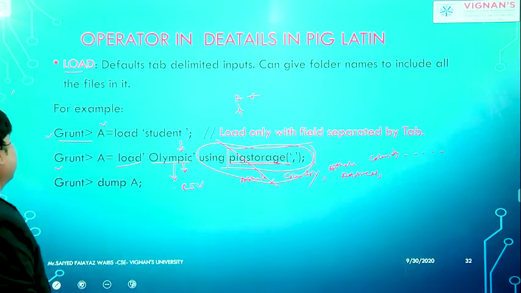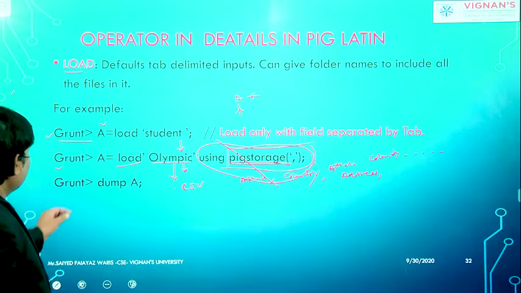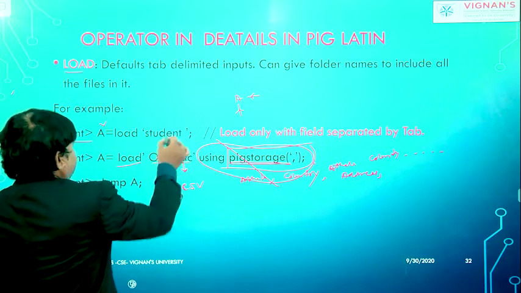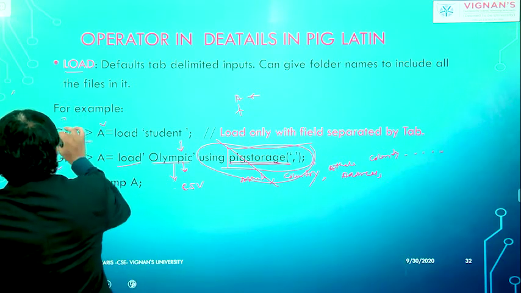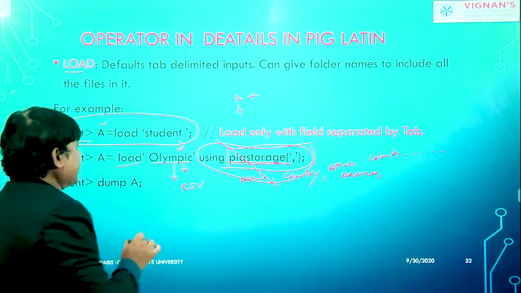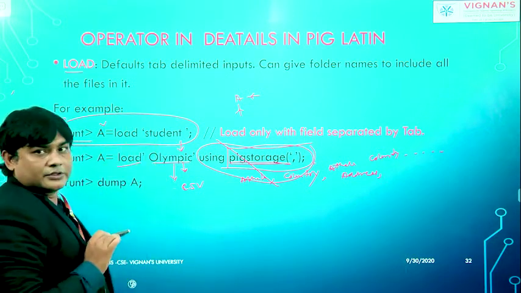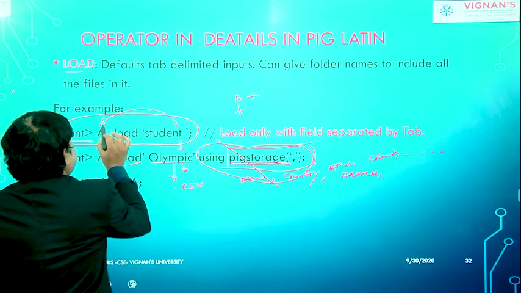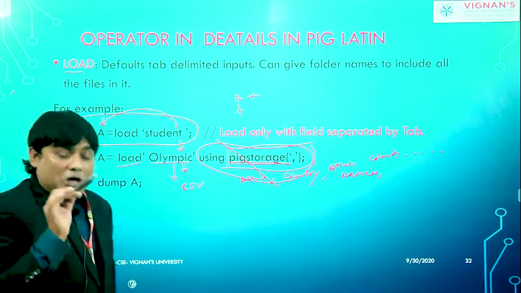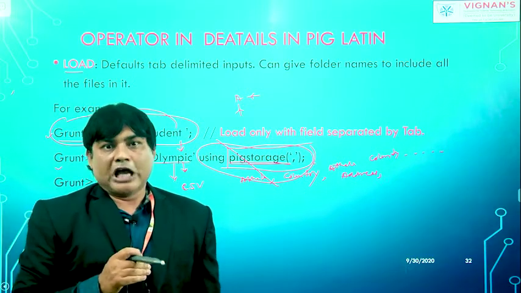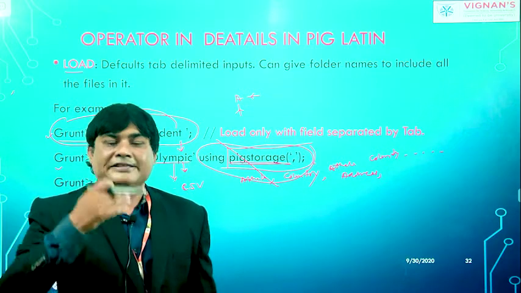Last time I told that, take the first script, the first line. The data of this is loaded into which relation? Into relation A. Now I want to display the data on my screen. I want to see the result on my screen.